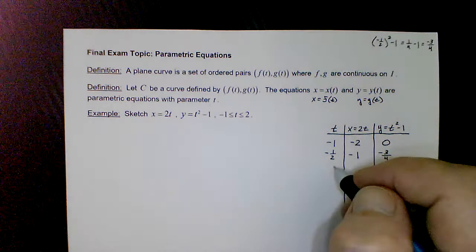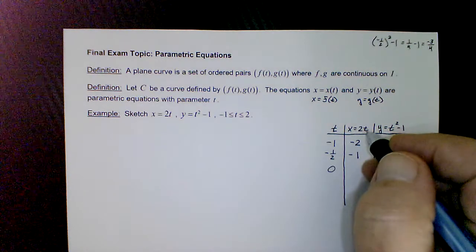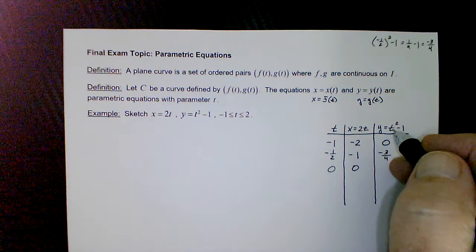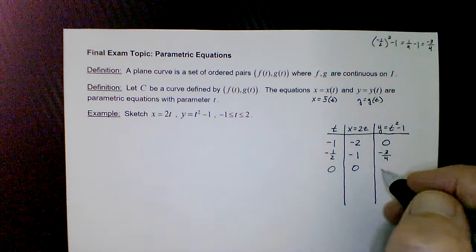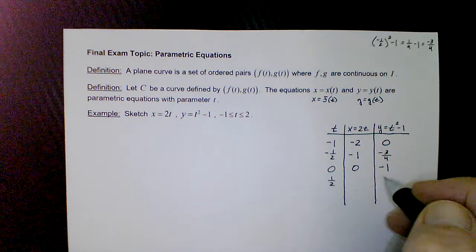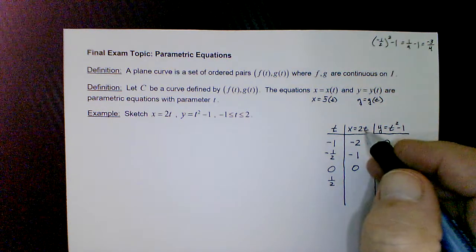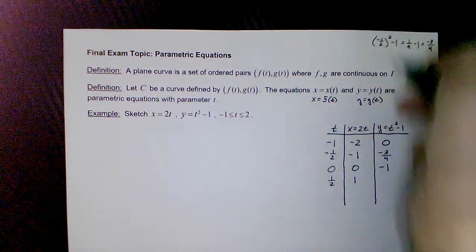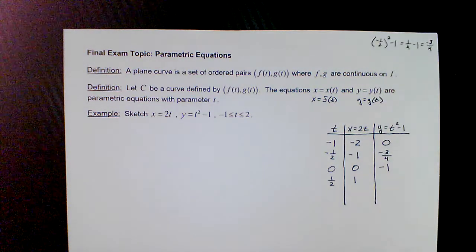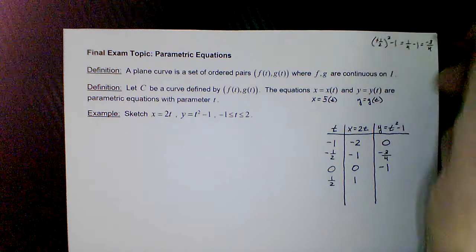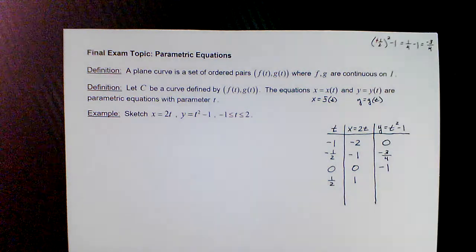Okay, now we'll go to 0. When t is 0, x is 2 times 0 or 0. When t is 0, y is 0 squared minus 1 or negative 1. Okay, I'll go to 1/2. 1/2 is going to be, let's see, 2 times 1/2 is positive 1. But for the y, it's going to be the same as the negative 1/2. Because if you put a positive 1/2 in here, it still is 1/4 minus 1.